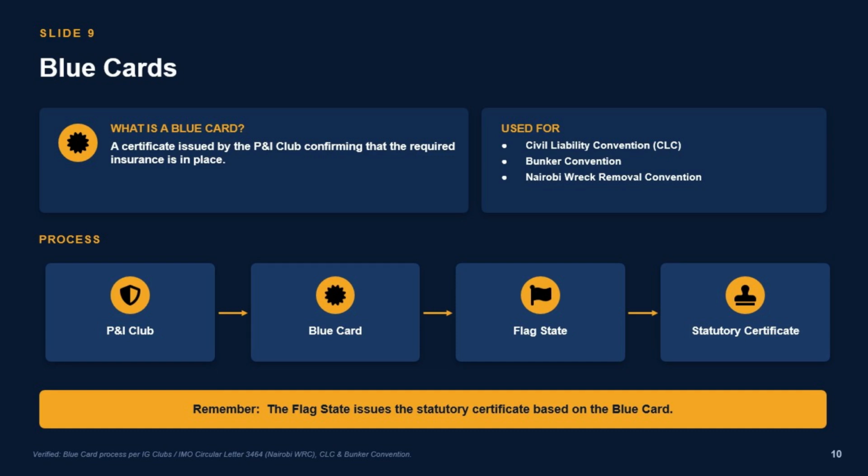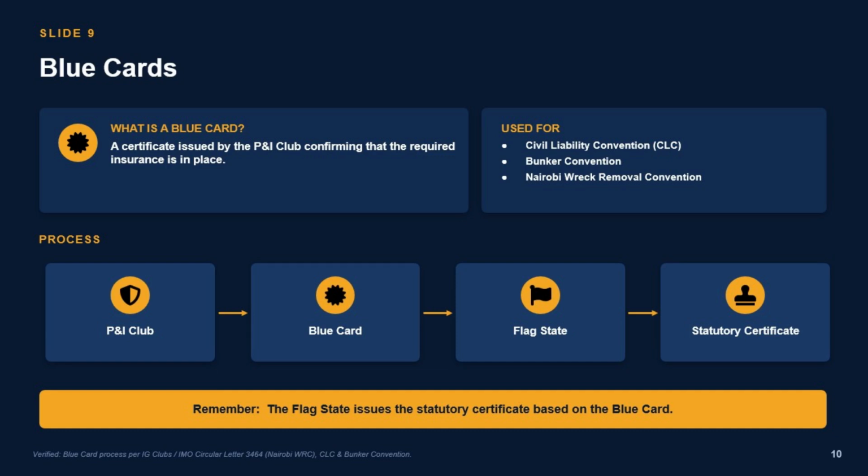Blue cards are commonly used for conventions such as the Civil Liability Convention, the Bunker Convention, and the Nairobi Wreck Removal Convention. For your oral examination, remember one important distinction. The blue card is not the statutory certificate carried on board. It is evidence provided to the flag state, which then issues the official certificate.